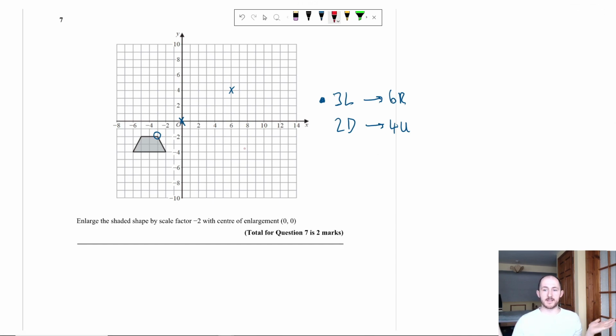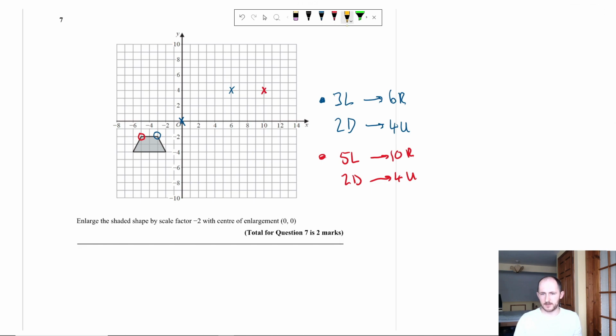You repeat this for every single... Well, you don't actually need every single point. You can kind of work out what it's going to look like just by doing a couple of the points. But I'll do every single point just to make it super clear. So that one is 5 to the left. And again, it's 2 down. So multiply it by 2, that gives me 10. Multiply it by 2, it gives me 4. And because it's negative, instead of left, it goes right. Instead of down, it goes up. So we're going 10 to the right, and then 4 up. And you should find that it is upside down afterwards.